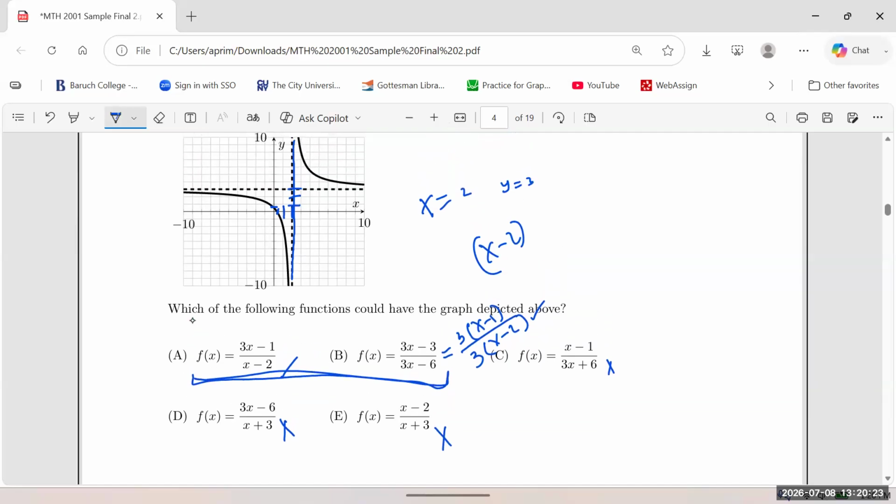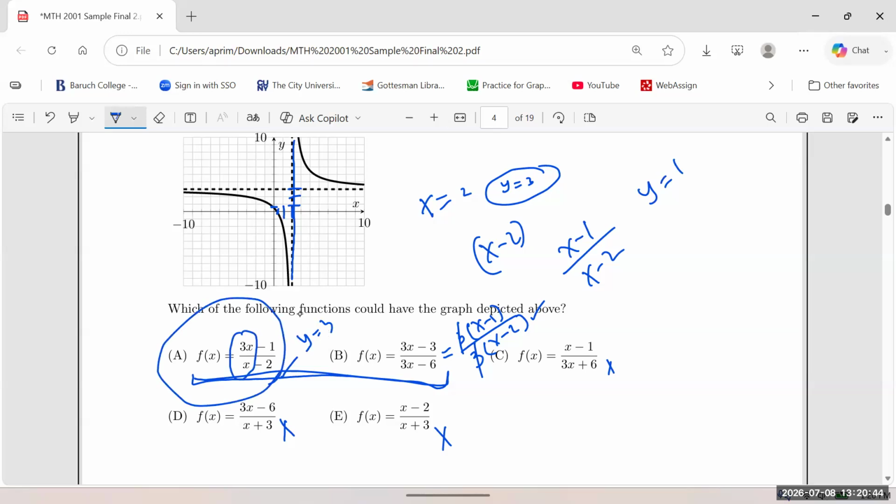But which one has horizontal asymptote y equals 3? A. Because here you cancel this out. So you're left with x minus 1 over x minus 2. So horizontal asymptote is y equals 1. But this one is telling us horizontal asymptote is y equals 3. So even if you don't know the graph, just based on the horizontal and vertical asymptote, we can figure out that.